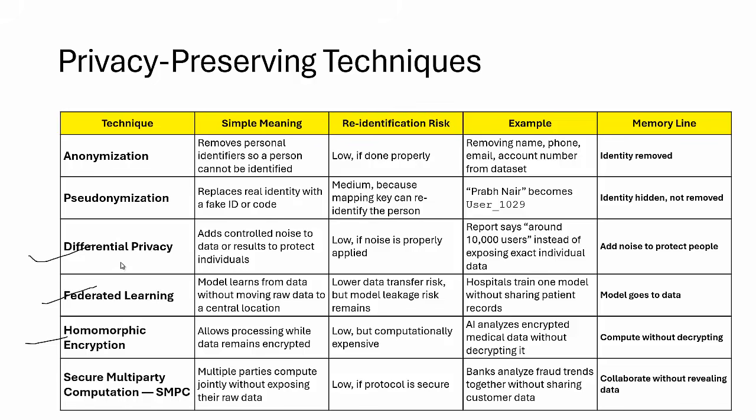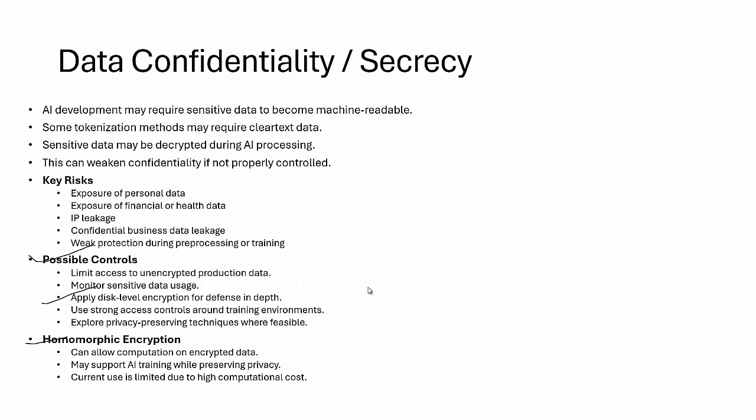So the summary is that differential privacy adds noise, federated learning trains locally and sends the model output, and homomorphic encryption processes data in an encrypted state. Homomorphic encryption allows computation on encrypted data and may support AI training while preserving privacy, but one problem is the increased cost, because the computation cost is there. So that's something we have to look for.